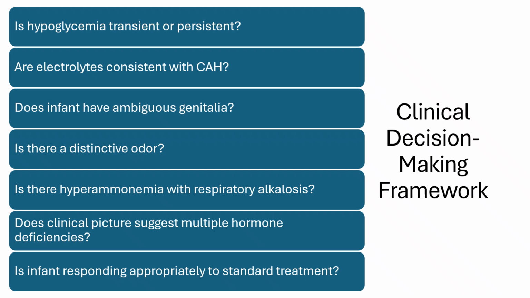Notice any distinctive odors during examination. Check ammonia in any encephalopathic infant, looking specifically for respiratory alkalosis. Consider multiple hormone deficiencies when findings cluster: hypoglycemia with micropenis, cholestasis with hypothyroidism. Finally, reassess if standard treatments fail. Poor response suggests you're missing the underlying diagnosis.